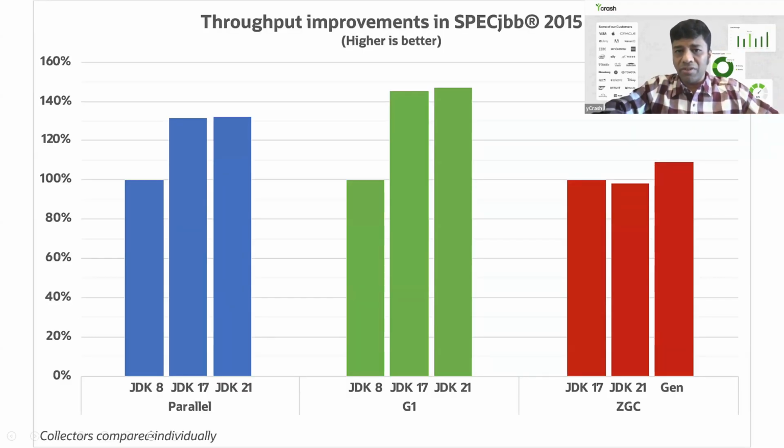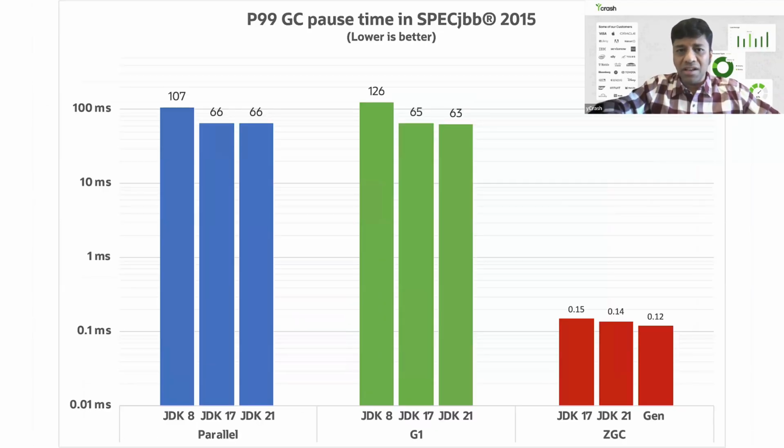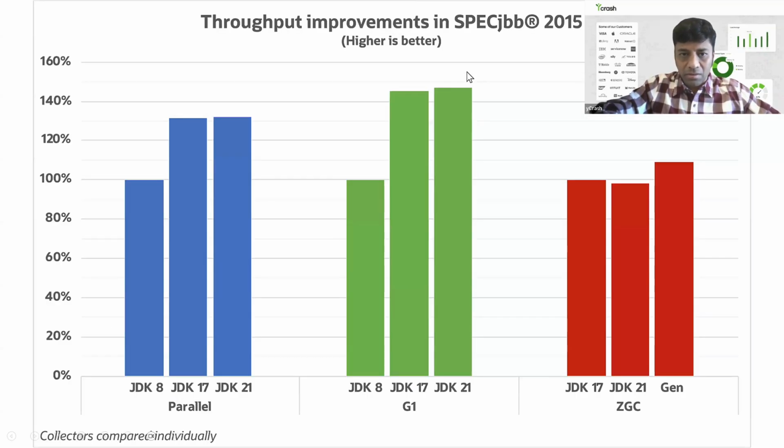Okay, so this is the throughput of the algorithms across JDK versions. The higher the throughput, the better, right? Look at this. The Parallel GC algorithm was 100% in JDK 8, in Java 8. In JDK 17, it is like 130%. And in JDK 21, it is 130%, the same percent.